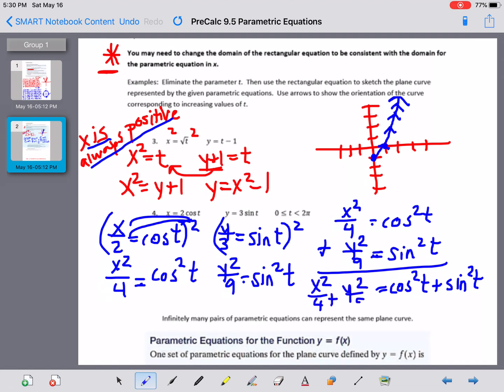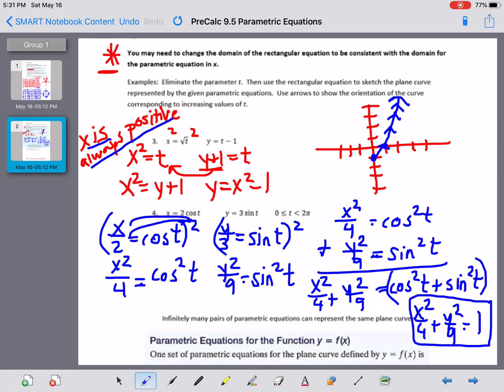Now I want to simplify one more time. Obviously, I'm trying to get these t's out of my equation. Well, I just set up a beautiful identity, so I end up with this equation: x squared over 4 plus y squared over 9 equals 1. And I no longer have t in my equation. I'm down to a rectangular equation, and it looks exactly like a nice, beautiful ellipse from earlier in this chapter.